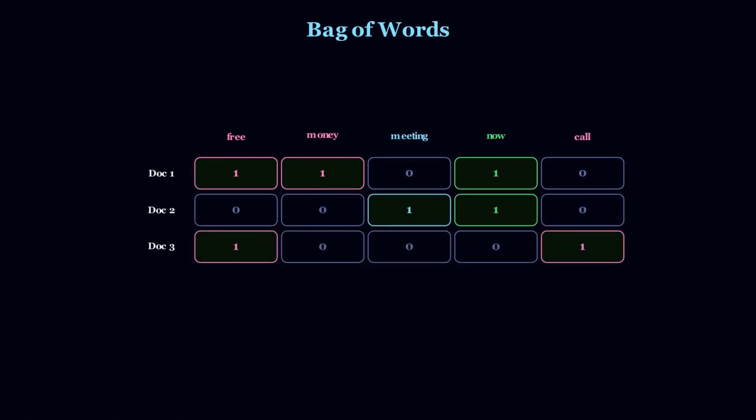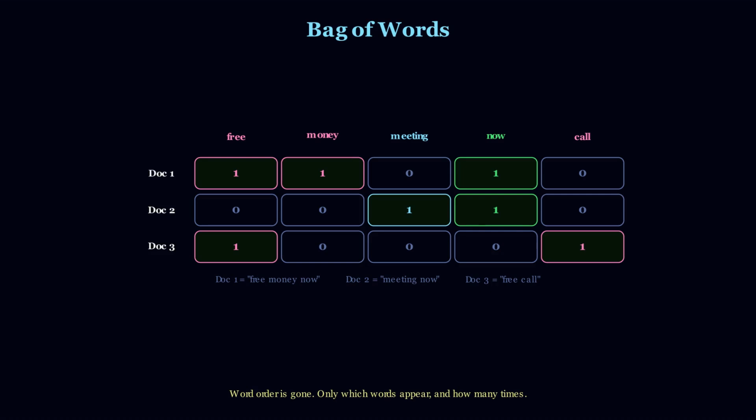Bag of words, the simplest way to vectorize text. Build a vocabulary, every unique word across all your documents. Then represent each sentence as a row of word counts. Order does not matter. Grammar does not matter. Only which words appear and how many times. Free money now becomes a row of mostly zeros, with a 1 under free, money, and now.